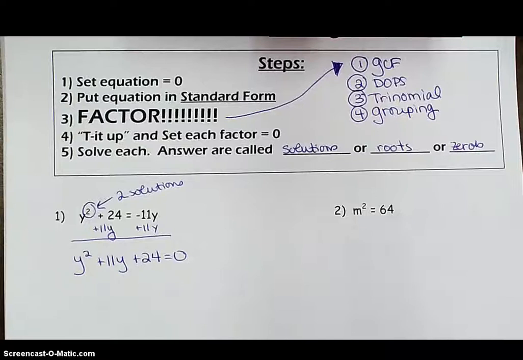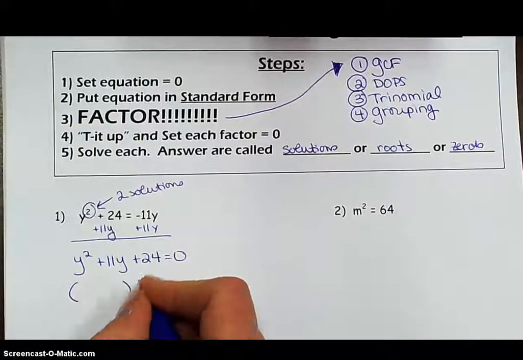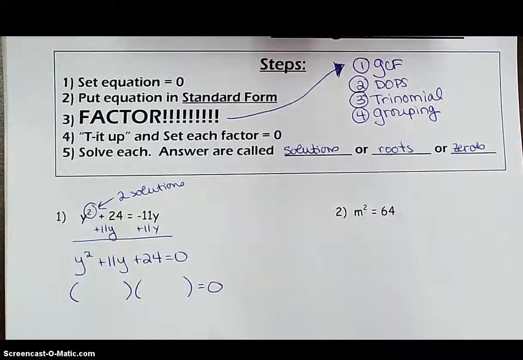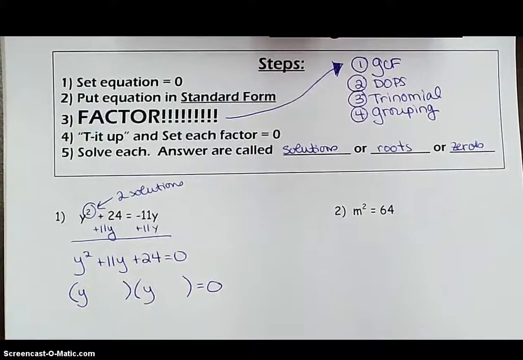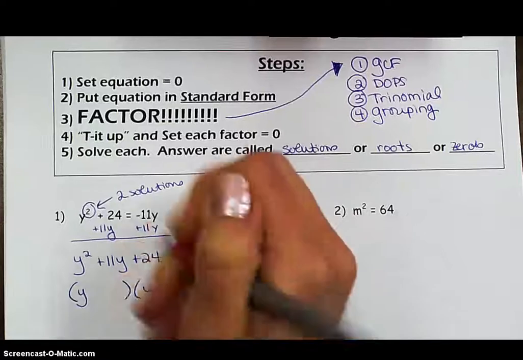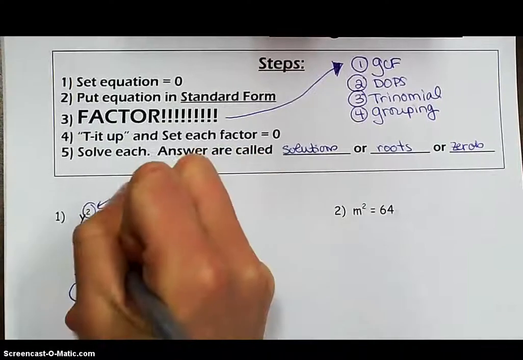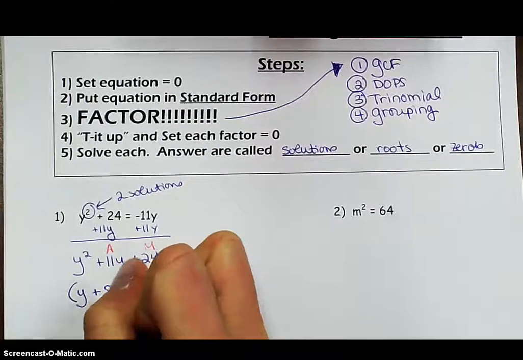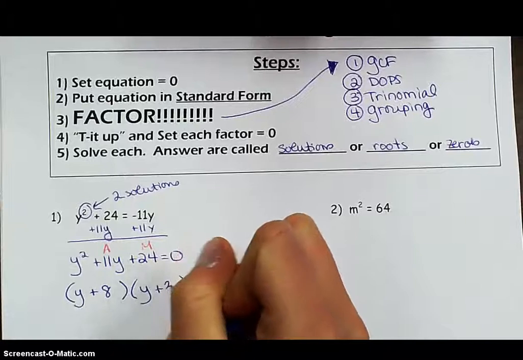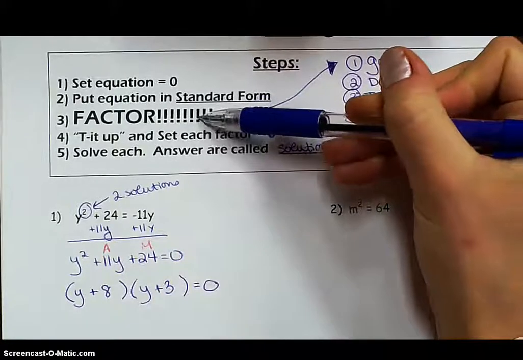Okay, so now we have to factor. So first type of factoring, is there a GCF? Nope. Can I use difference of perfect squares? Nope. Let's see, can we use trinomial? So 2 sets of parentheses equal to 0. Now y squared is my first term, so that breaks down to y and y. So now can you think of 2 numbers that will multiply to 24 and add to 11? I think it's going to be 8 and 3. So we're going to go plus 8 and plus 3. Okay, so that's step number 3, factor.